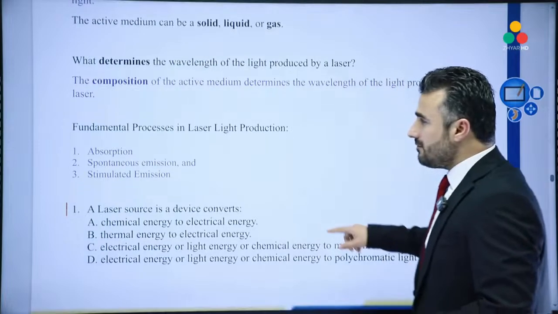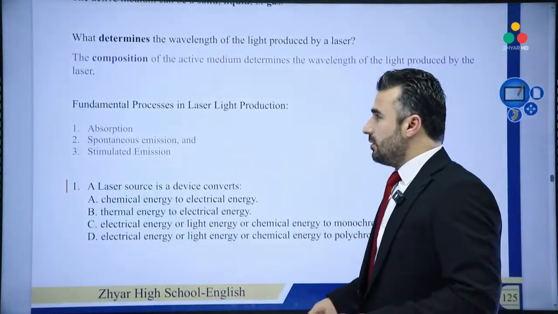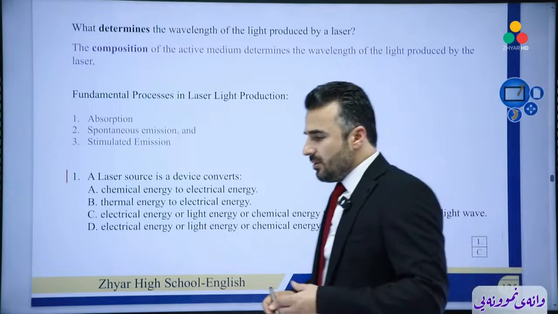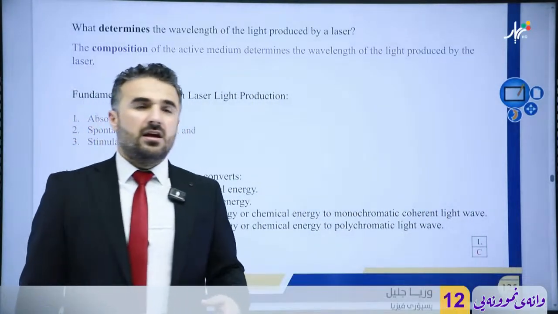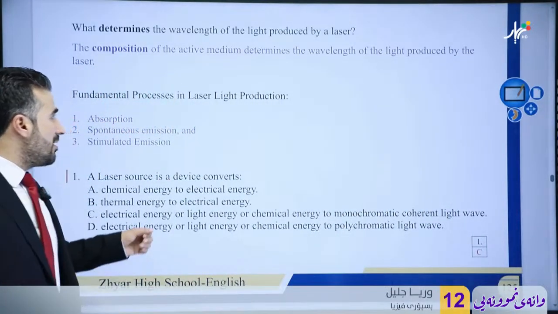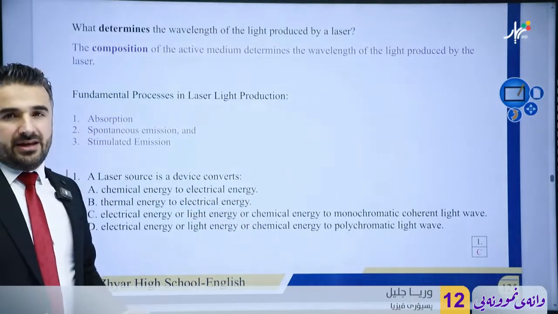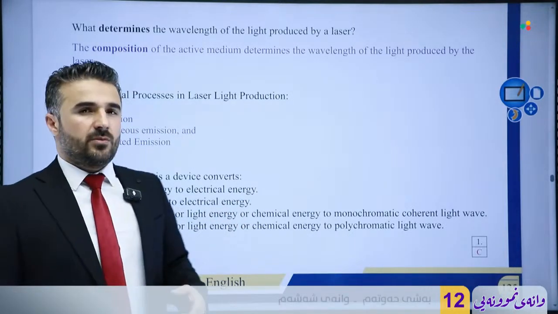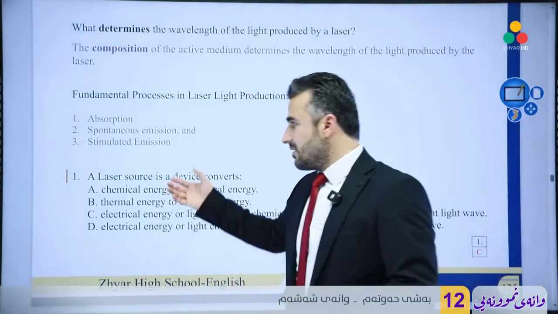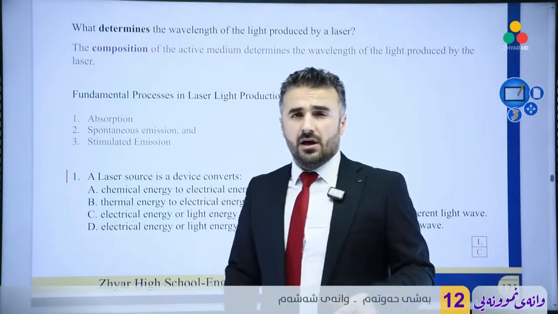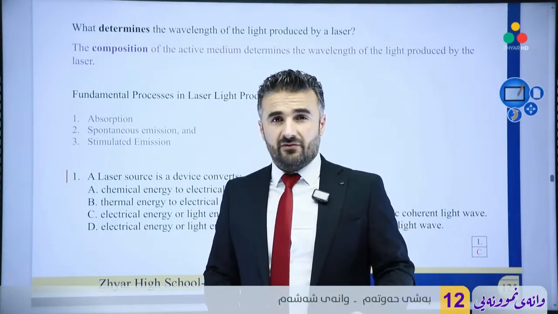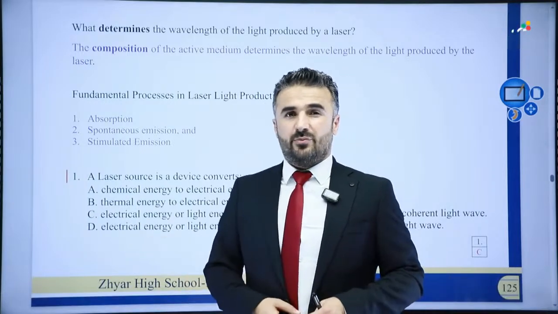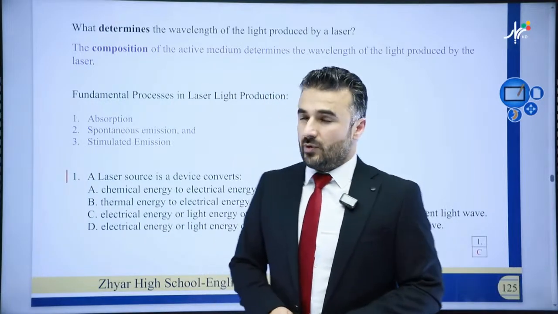Okay. Now, let's talk about the fundamental processes in laser light production. So what are the main processes in making laser light? We have three main processes, yeah? So what are these three main processes? And then, of course, after this, we're going to go through the detail of how lasers work, but these are the three fundamental processes. Without these three, of course, we cannot have a laser.